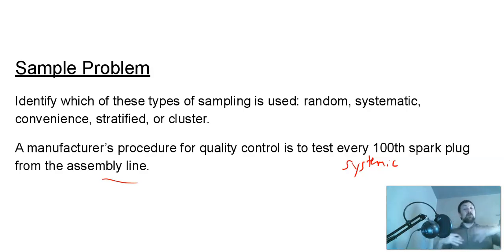Again, that might seem like an arbitrary number to pick, every 100th one, but that doesn't make it random, because the 99th spark plug has zero chance of being in the sample. And so not every spark plug has an equal chance of being selected. And so it's not random, it's systematic in this case.